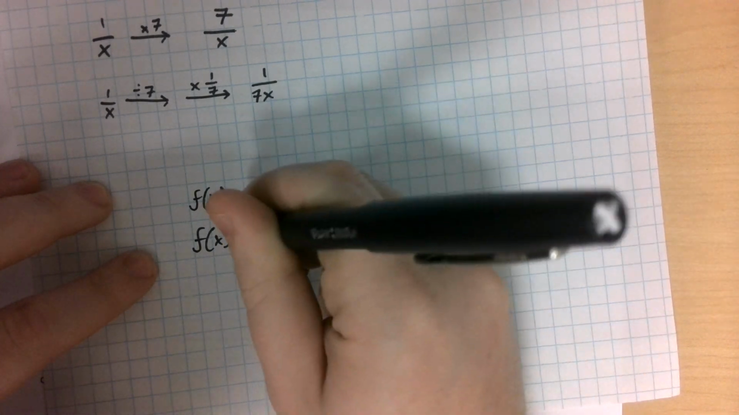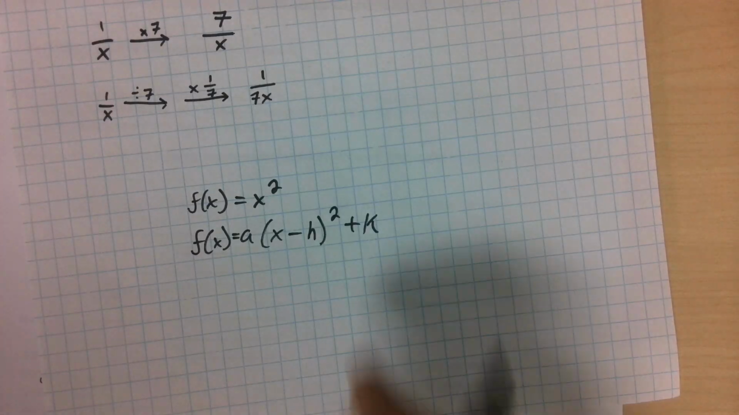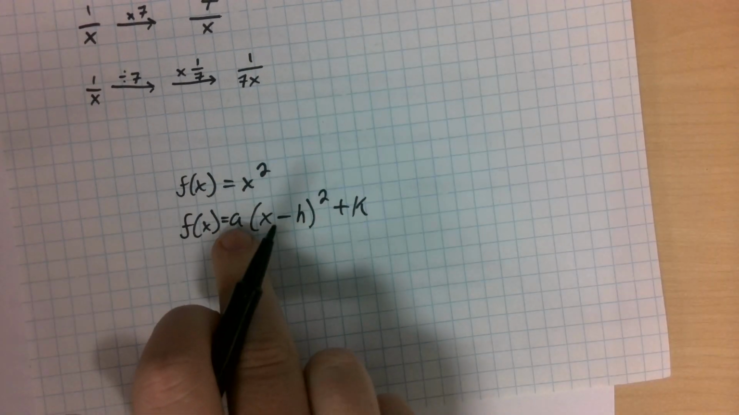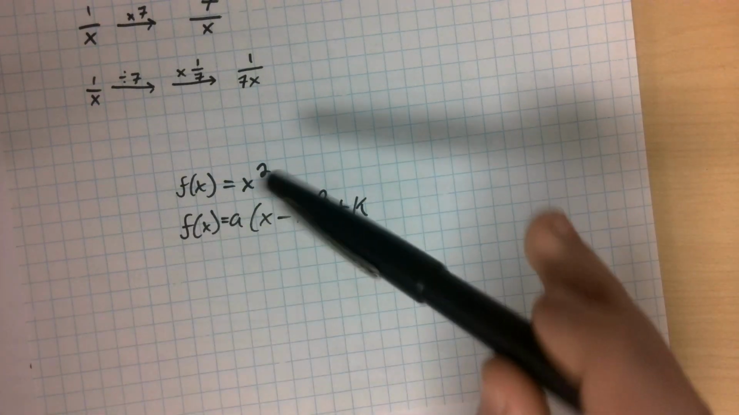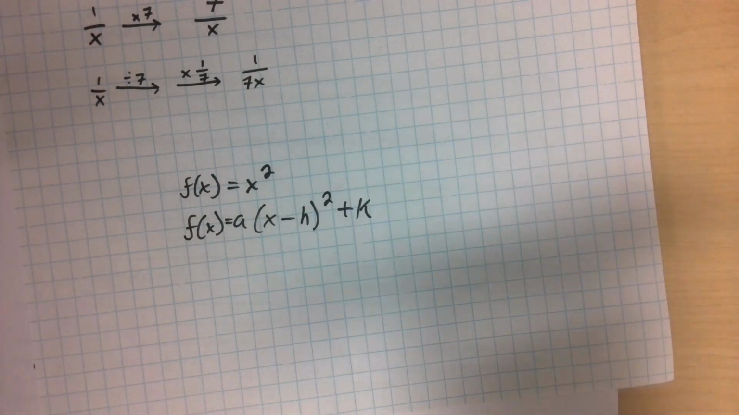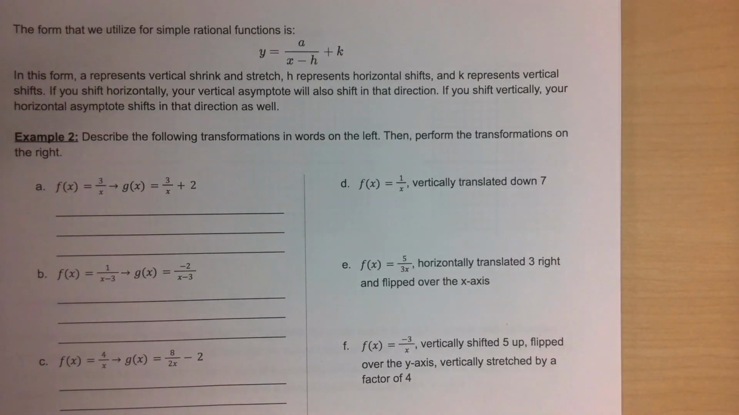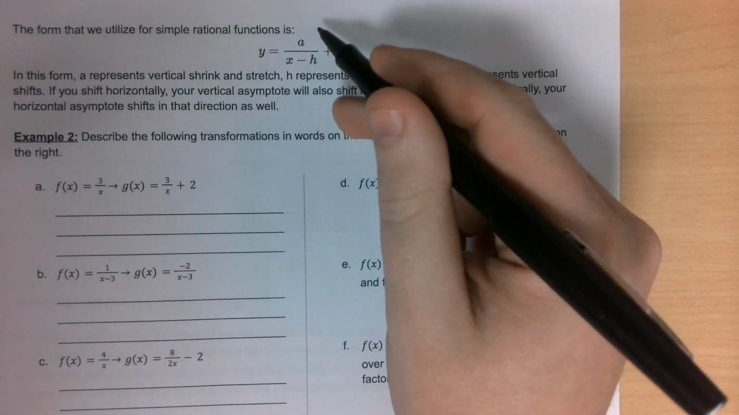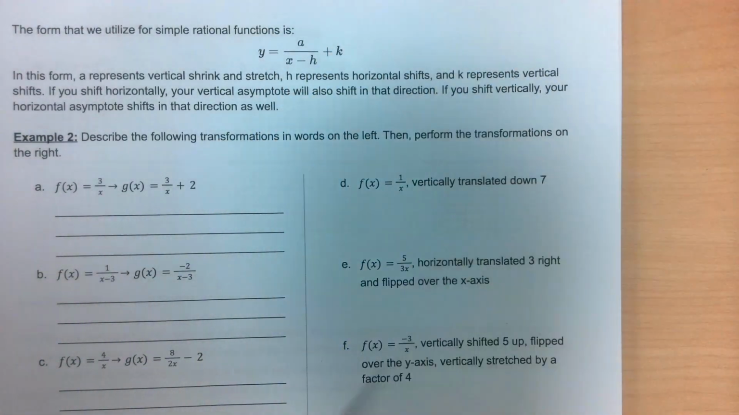Like we learned about vertex form back in Unit 2. The parent function is still x squared, but we can transform it using a for stretches and shrinks and flips, h for left and right translation, k for up and down translation. It's the same thing here, it's just that instead we have our a on top, because that's what's multiplying the fraction, our h on the bottom, and our k here.